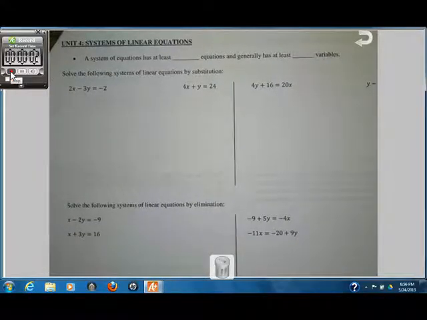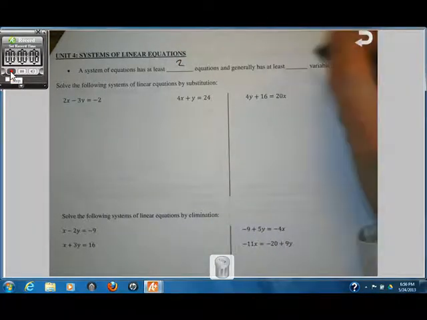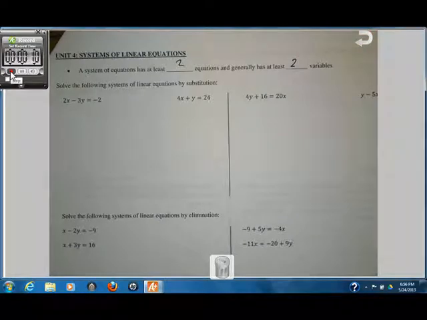Okay, so Unit 4, Systems of Linear Equations. A system of linear equations has at least two equations with at least two variables. Okay. Now, the first one we're going to solve by substitution. The objective in substitution is to find a variable that you can get by itself.